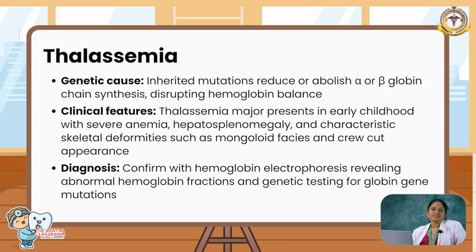Thalassemia is an inherited disorder where there is a mutation which causes either a reduction or complete absence of alpha or beta globin chains, and this disrupts the hemoglobin balance and causes severe hemolysis in these patients. Clinically, it can be classified into thalassemia major, thalassemia minor and intermediate. Thalassemia major is the most severe form of thalassemia, which presents in early childhood with severe anemia and hepatosplenomegaly. And they also have characteristic skeletal abnormalities like mongoloid facies and crew cut appearance on X-ray.